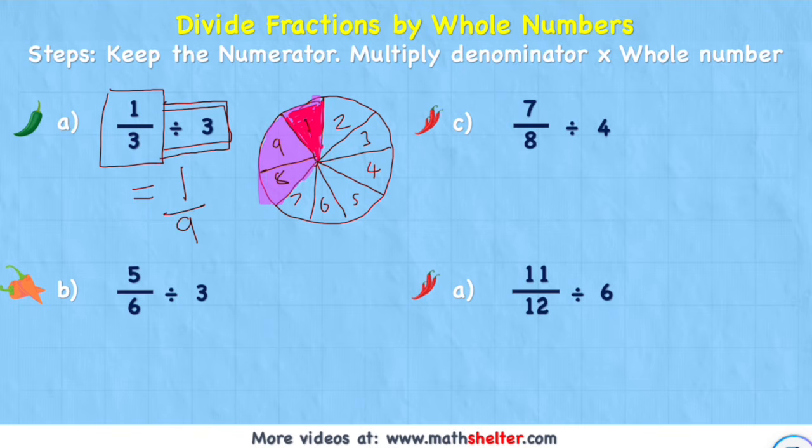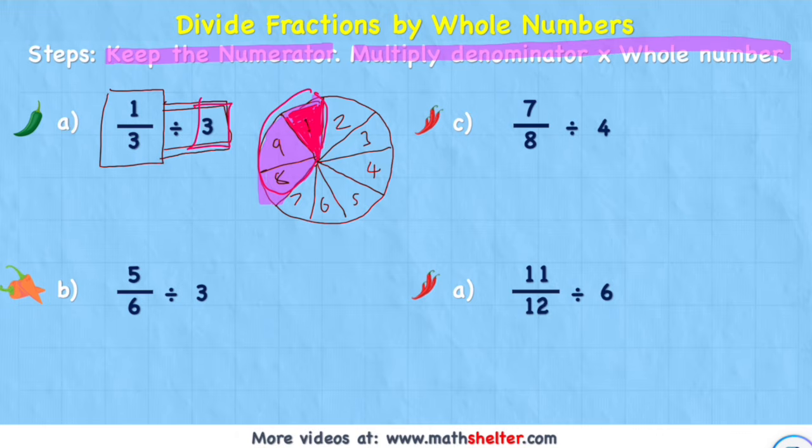So that's the conceptual understanding. That's what we're doing. We had that third, and I split it into 3, but I had to split every third into 3 so that I knew my denominator would be 9. But as always, there is a quick written method as well. And to do the quick written method, all I need to do is follow these steps, keep the numerator, and then multiply the denominator by the whole number.